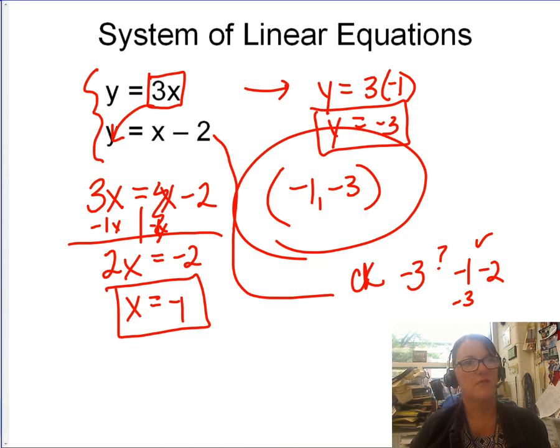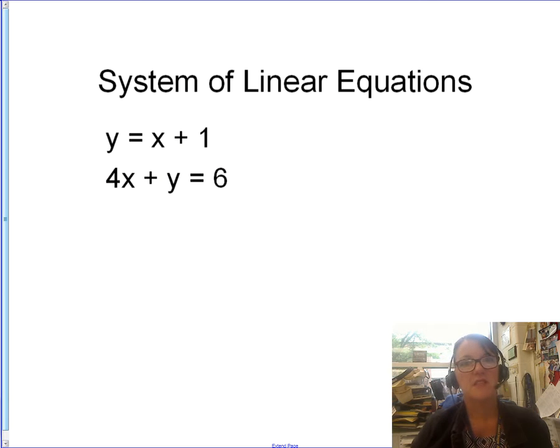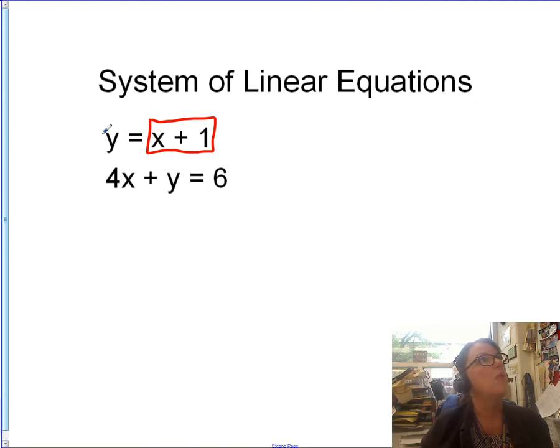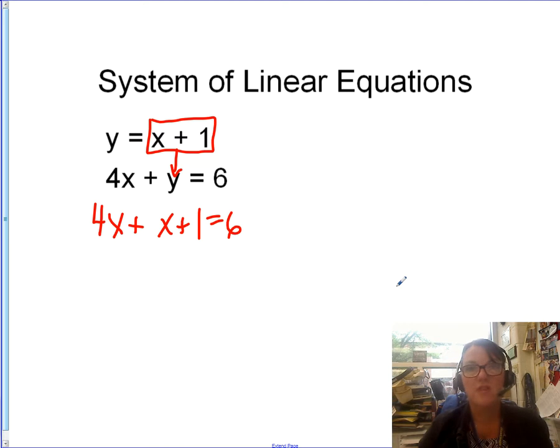Nice. Let's try another one. Here's my system. I have y equals x plus 1 and 4x plus y equals 6. Because this equation, which happens to be written in slope-intercept form, is already set up for me so that y equals this algebraic expression, what you're going to do is take this box and substitute it in for y in the other equation. So now instead of 4x plus y equals 6, I'm going to say 4x plus all of this, x plus 1, equals 6. The reason I do that is now I only have one variable, and you can calculate the value of x. Combine like terms.